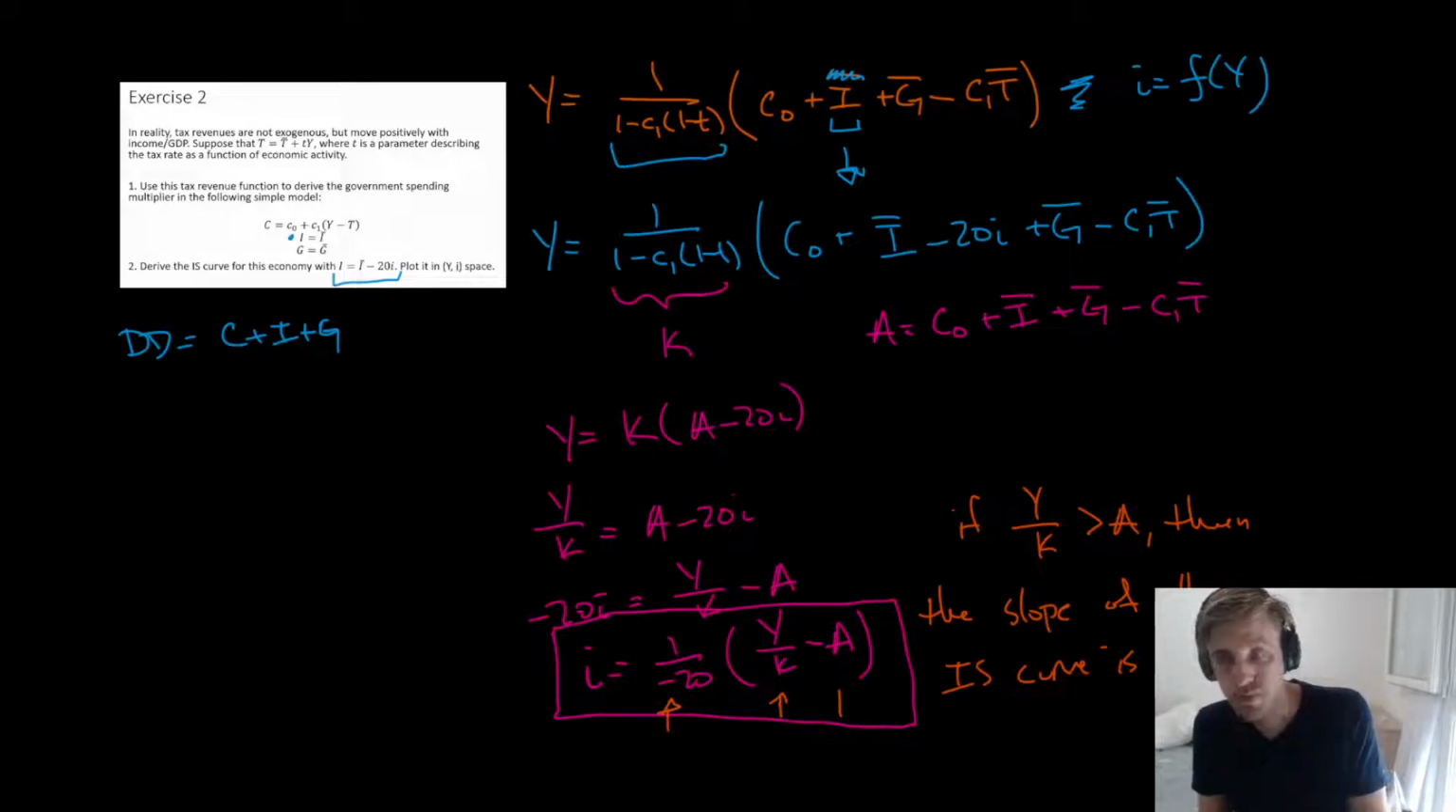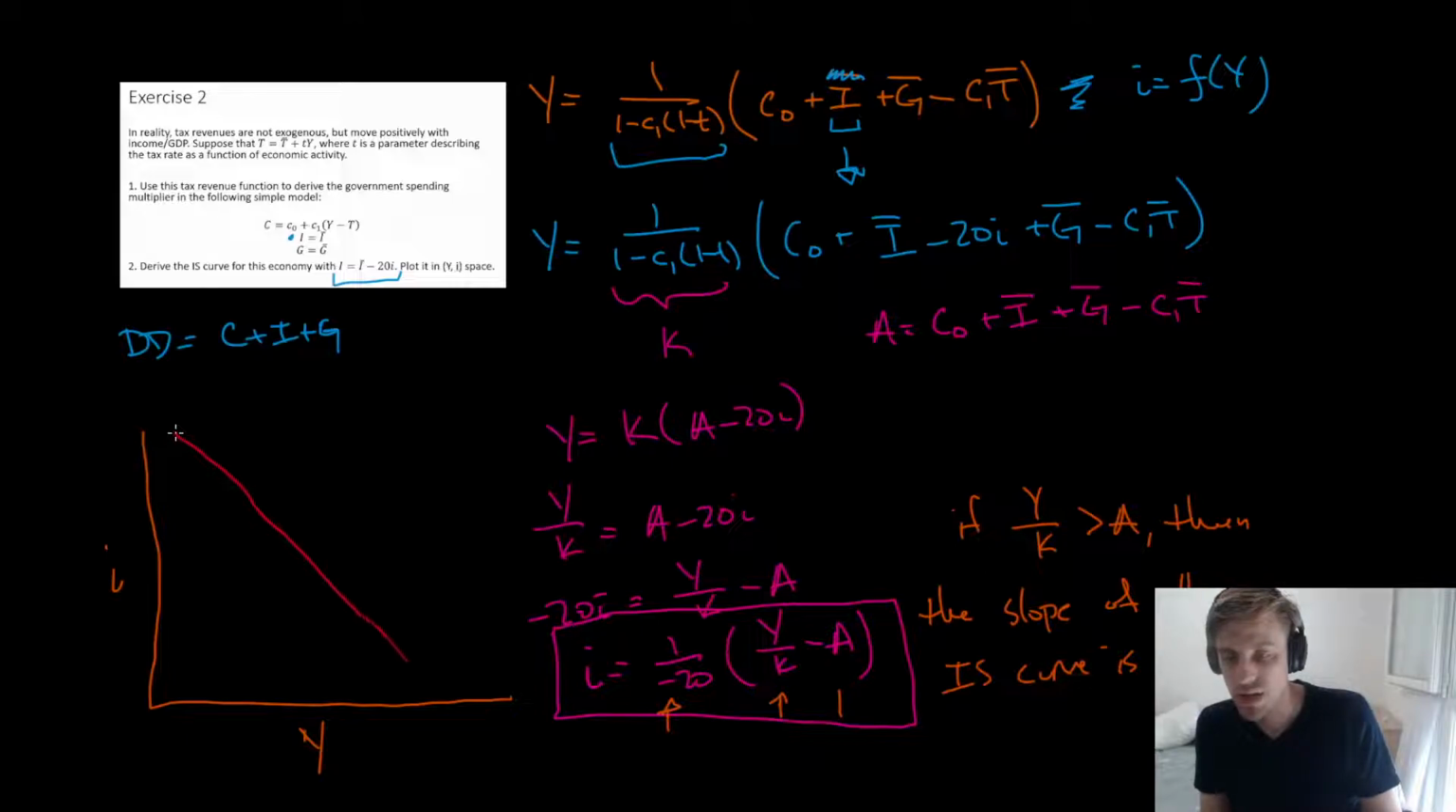Now let's plot it. So here's our axes. And remember that we have y on the x-axis because it's confusing, and i on the y-axis. And the IS curve is negative. There's not much to say here, but we can do two things. We can label the slope. So we know that the slope, which we'll call m, is equal to minus 1 over 20k.